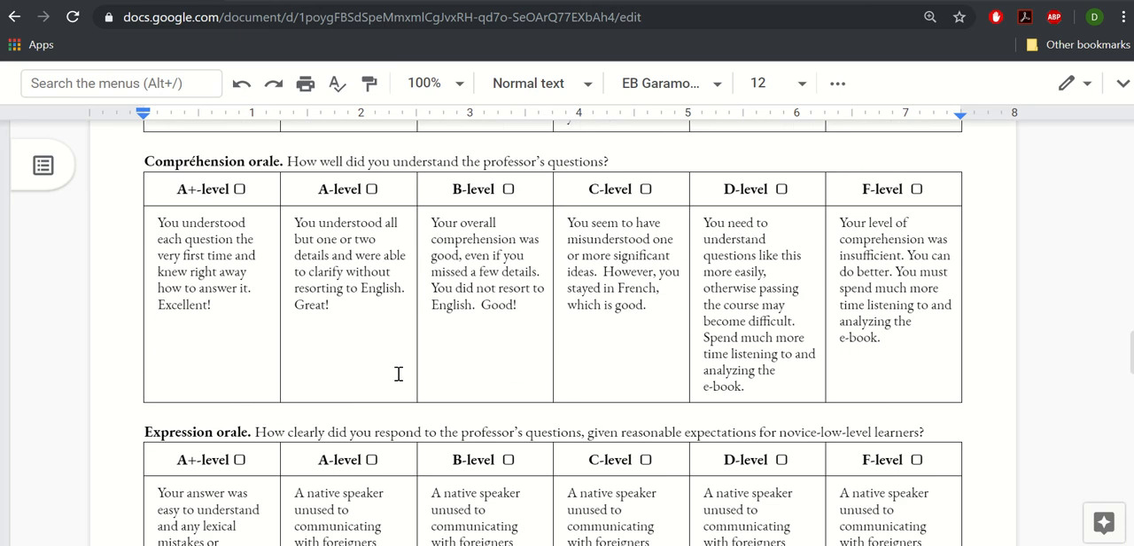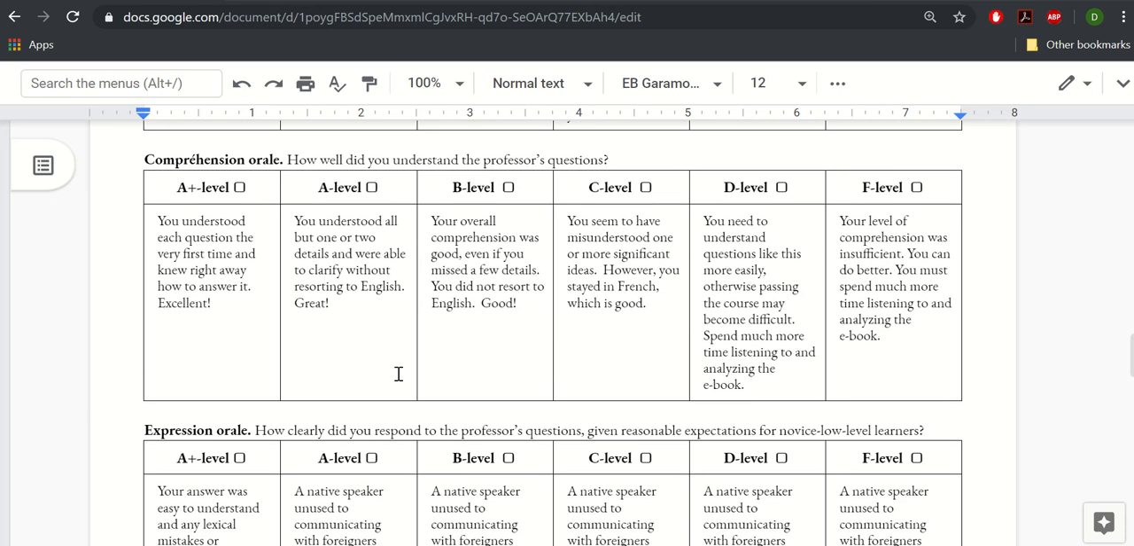Here your comprehension. So I'm going to speak relatively slowly and really articulate when I ask you your questions. And here with your A level, if you understood all but 2 details, maybe you had to ask to repeat, that's okay, as long as you don't resort to English, and as long as it's not that I'm repeating and it's still not coming through. So it's okay to ask for clarification in French, but you want to stay out of English.